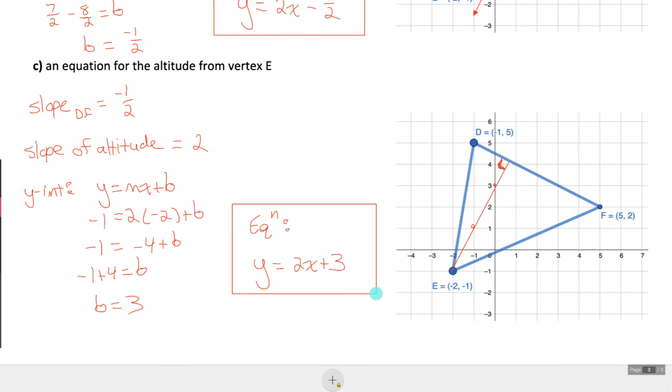Now the altitude is contained within the triangle, but it falls along that line, y equals 2x plus 3.